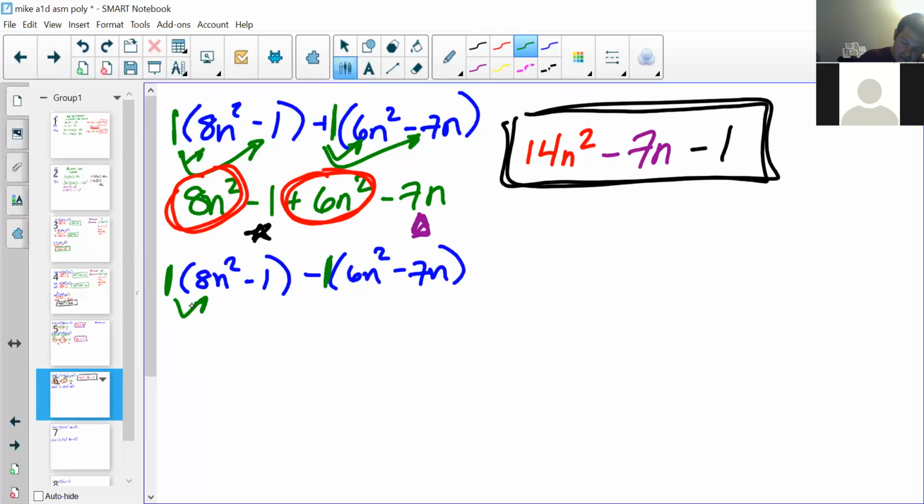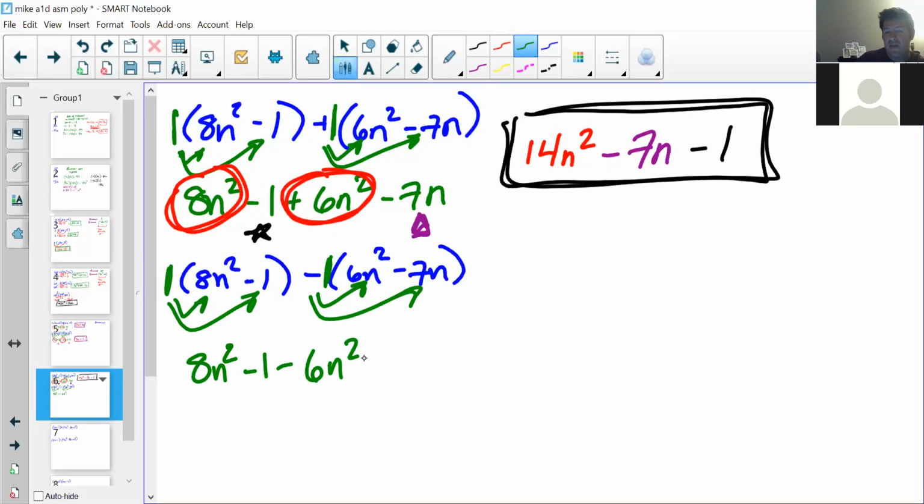we're going to go ahead and distribute our 1 to the first parenthesis. We have 8n squared minus 1. Here's where we need to be careful. I need to distribute here my -1 because of the minus sign in between the two parentheses. So -1 times 6n squared would be -6n squared. And again, if there's a mistake to be made, I would guess it would be here. -1 times -7n would be positive 7n.